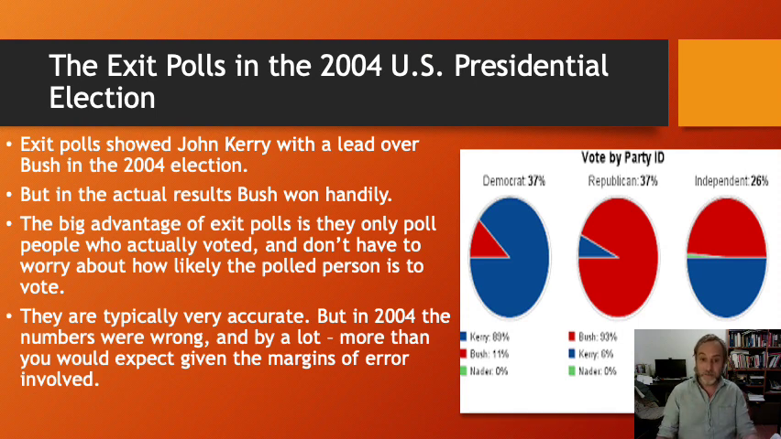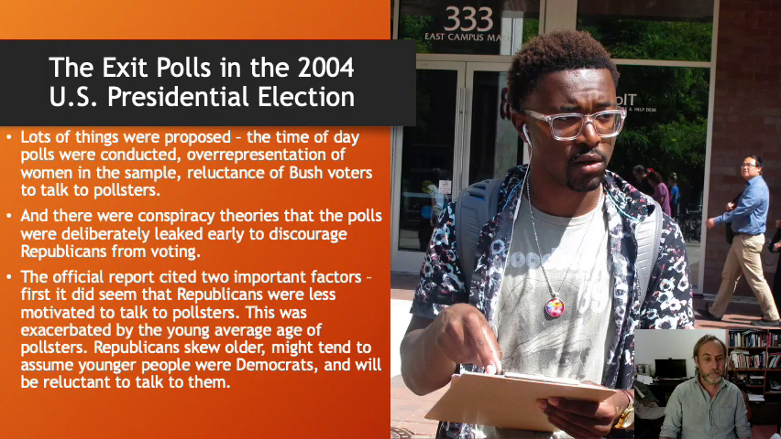But if you're standing outside the polls, asking people as they walk out, hey, who'd you vote for? Much more accurate. But nonetheless, in 2004, the exit polls showed John Kerry with a huge lead over Bush Jr. But then when the actual results came in, Bush actually won, very easily. So the question is, what the heck happened?